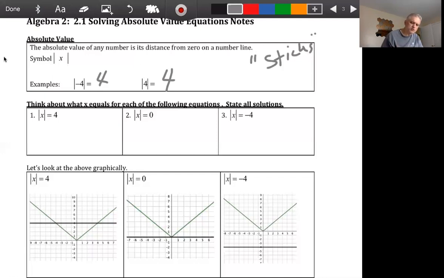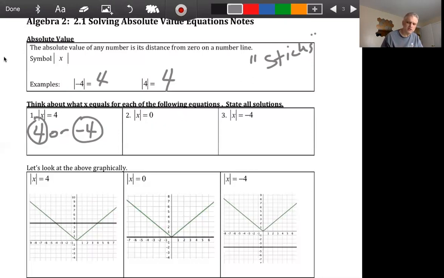The absolute value of x is 4. Well, look right up here. We saw that the absolute value of +4 is 4, or the absolute value of -4 is also 4. So both of these answers are good. So when we have the absolute value of x equals 4, we can split into saying x is 4 or x is -4.